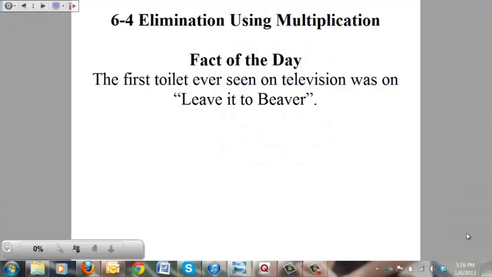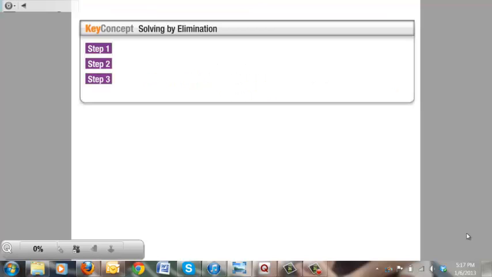6-8, elimination using multiplication. This lesson is going to be very similar to the lesson we used yesterday where we used addition and subtraction to eliminate a variable. The difference is now, before we can use the addition and subtraction, we're going to have to use multiplication or division so that we can get a term that has the same or opposite coefficient in it.